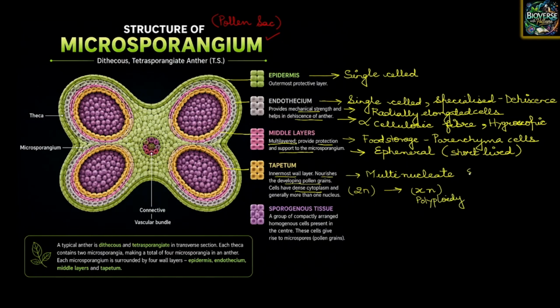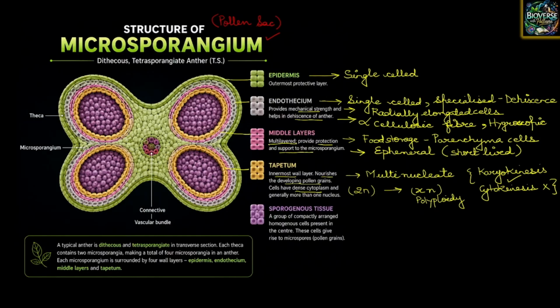So we need to understand that karyokinesis is happening. But this karyokinesis is not followed by cytokinesis. So this means that cell wall formation is not happening, and because of this, a lot of nuclei get formed.